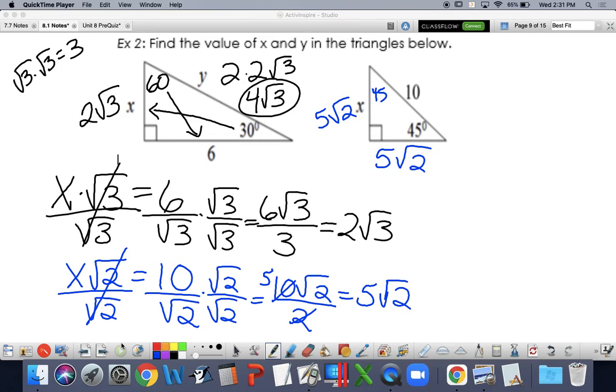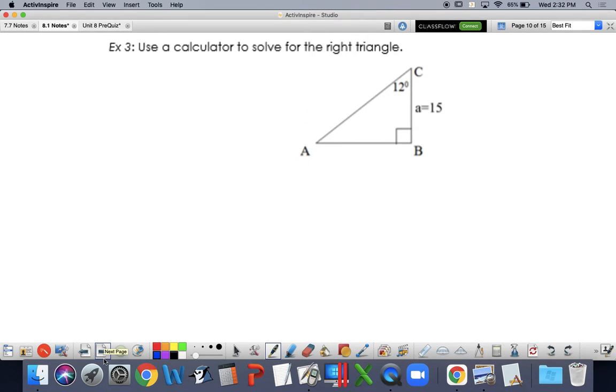The expectation is that we come in and we know 45, 45, 90 is going to be in proportion x, x, x square root of 2, and 30, 60, 90 is x, x square root of 3, 2x. So just look them over right before you walk in the door, but I need to see how we learn our special right triangles. Let's do a few more examples together.